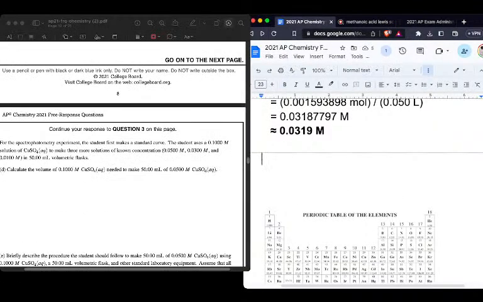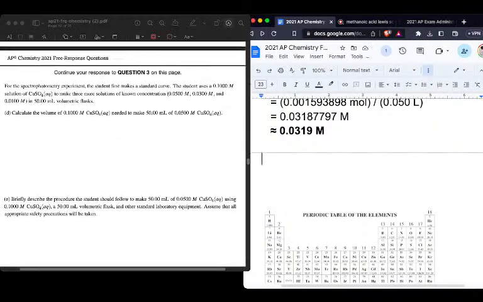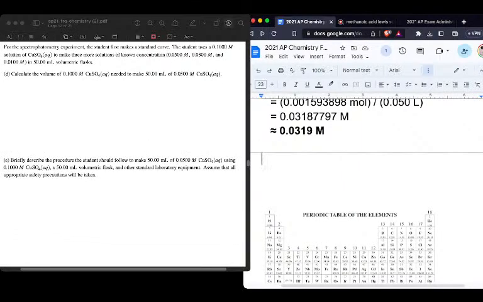What else we got here? For spectrophotometry, the student makes a standard curve. They use 1 mole per liter copper sulfate and make 3 more unknown solutions in volumetric flasks. Calculate the volume of this original solution needed to make a new solution at a more dilute amount.